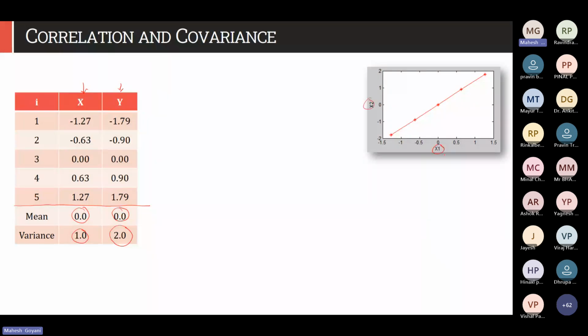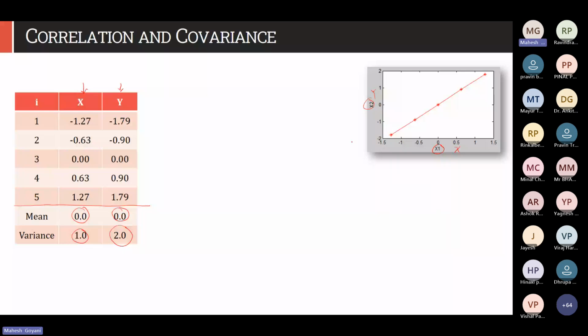There is a change in variable. This is X and this is Y. So I'm getting these 5 data points. Visually, I can see that I can fit all those data points through a straight line. That means there is a strong correlation between X and Y. If two variables are correlated, then it is very easy to predict one variable from the other.